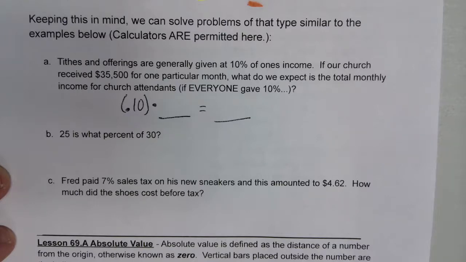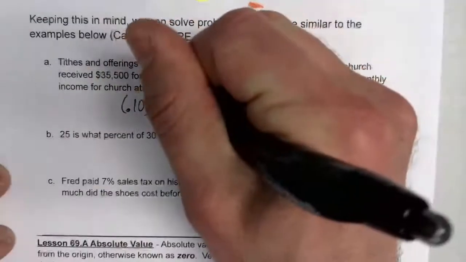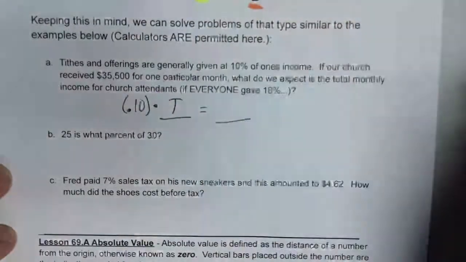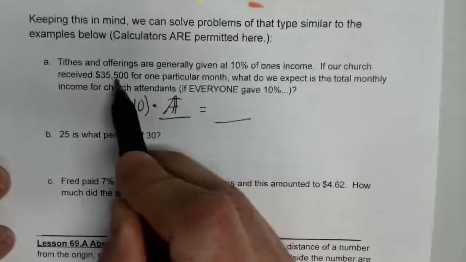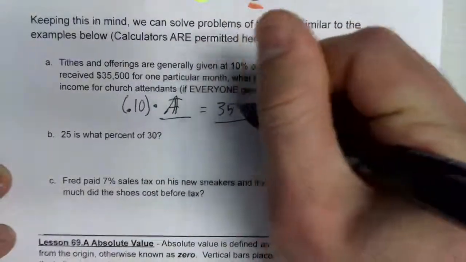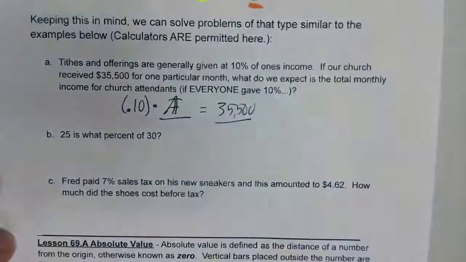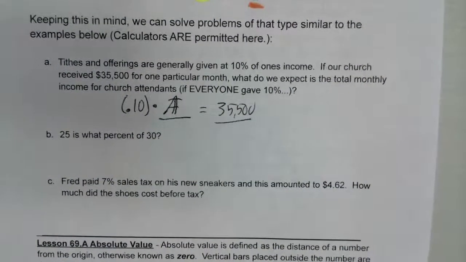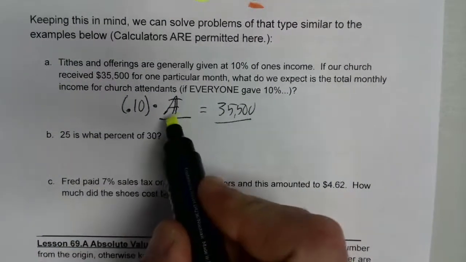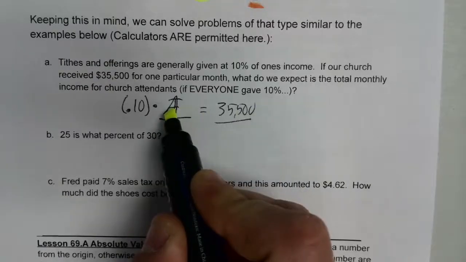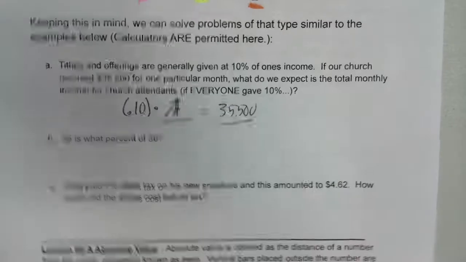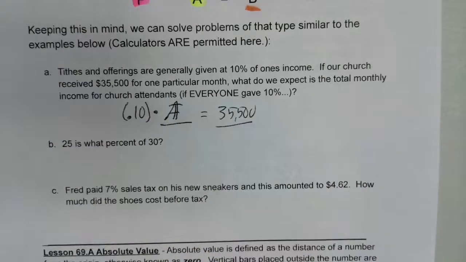The income. We don't know that. So we can just put I there. Or would you rather me put A? Okay, we'll put A. 10% of A equals 35,500, so 35,500 is the 10% after it's been taken of the whole. What's important to remember here is we're taking 10% of an unknown value. If you put A here and 35,500 here, you're going to get it wrong. You're going to find a smaller number. We have to be finding a bigger number than 35,500 because it represents 10% of the whole.